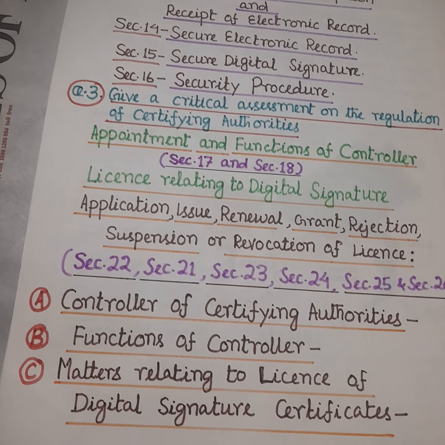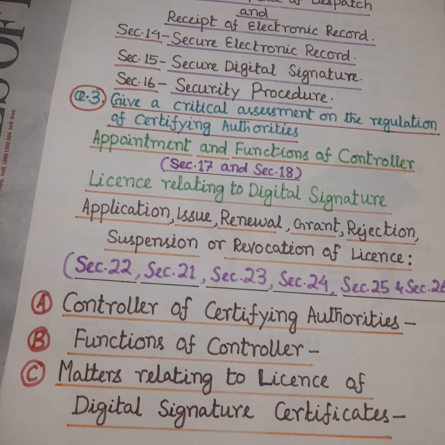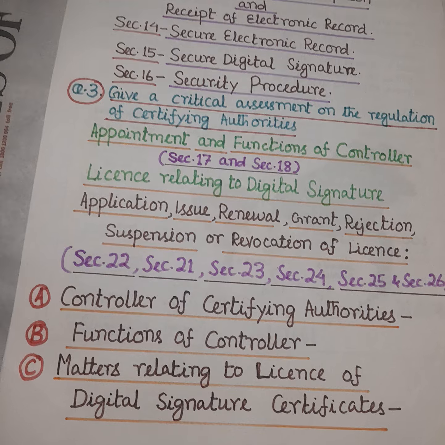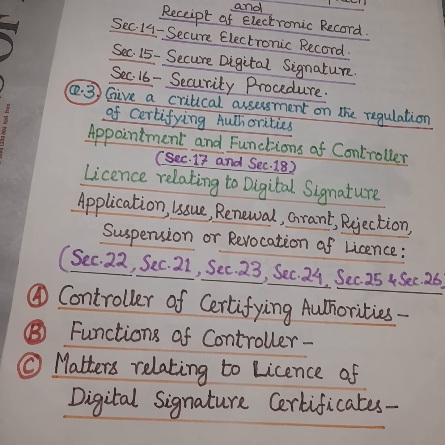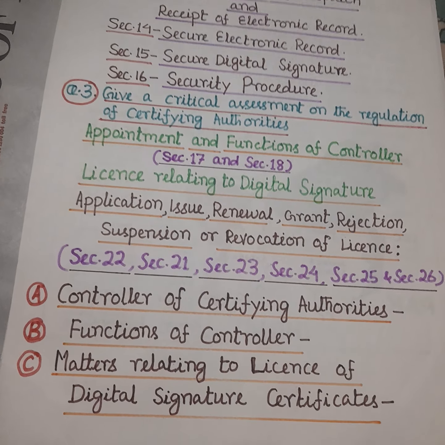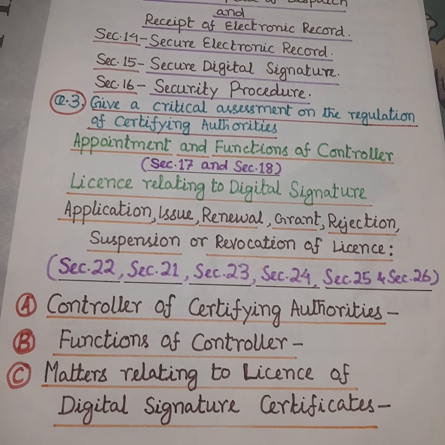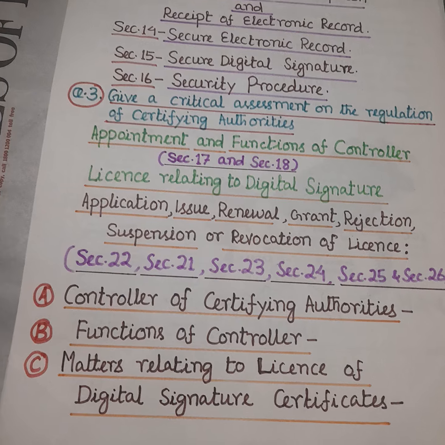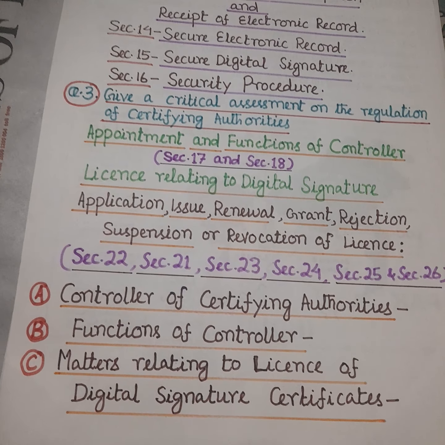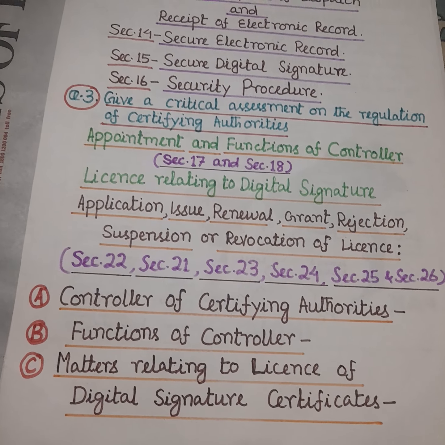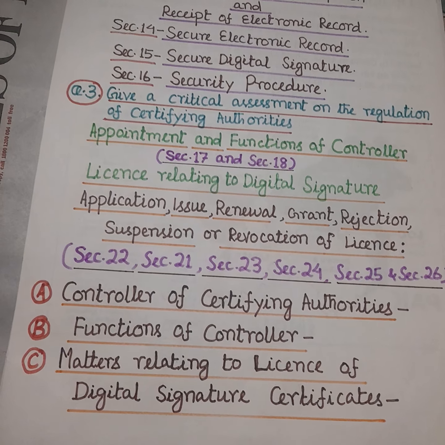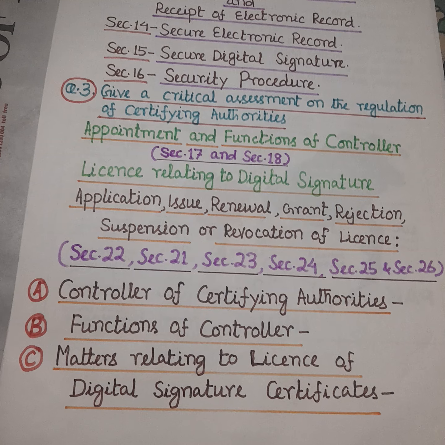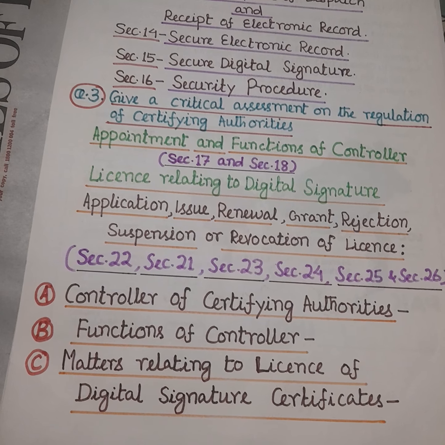The time of receipt of an electronic record shall be determined as follows. If the addressee has designated a computer resource for the purpose of receiving electronic records, receipt occurs at the time when the electronic record enters the designated computer resource, or if the electronic record is sent to a computer resource of the addressee that is not the designated computer resource.